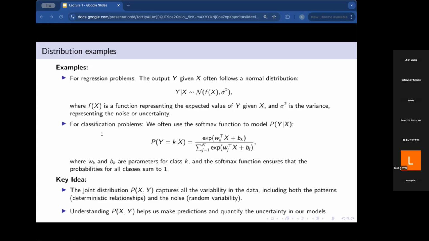And the key idea is that the joint distribution of X and Y captures all the variability in the data, including both the patterns, which represent deterministic relationships, and the noise, which represents random variability. Understanding this joint distribution helps us make predictions and quantify the uncertainty in our model.